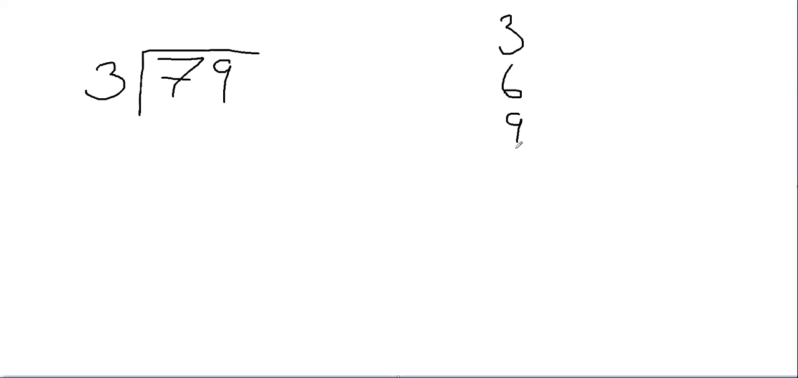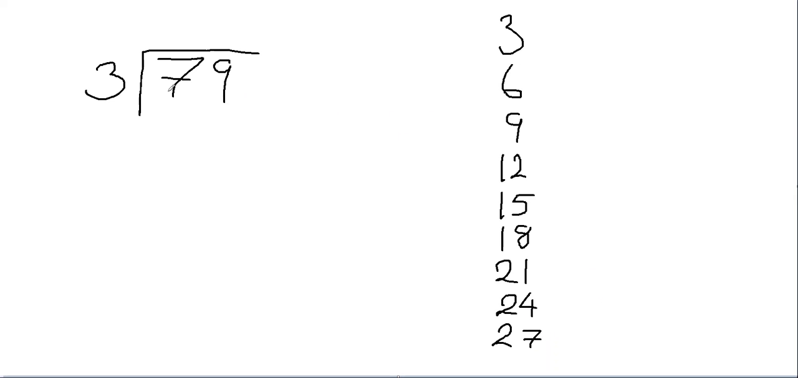Let's say 79 divided by 3. So again, we'll do out our multiples. 3, 6, 9, 12, 15, 18, 21, 24, 27. So that's at least as far as 9.